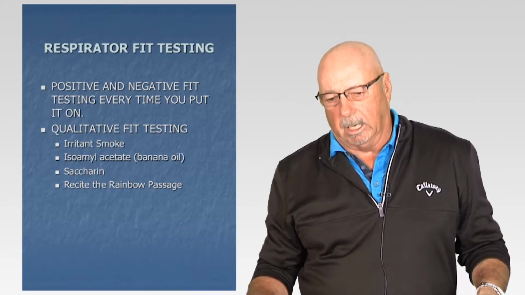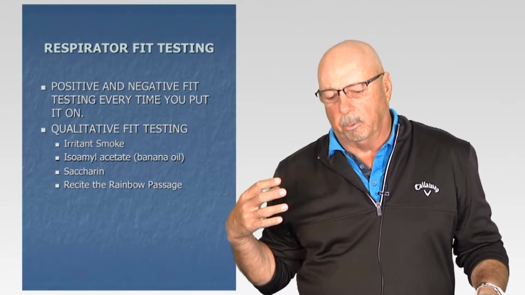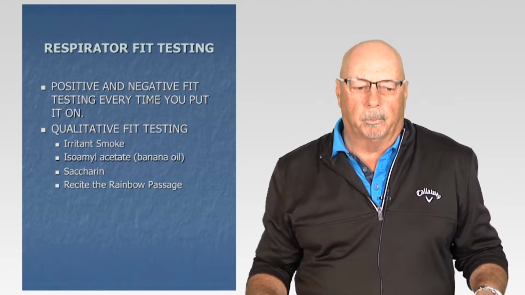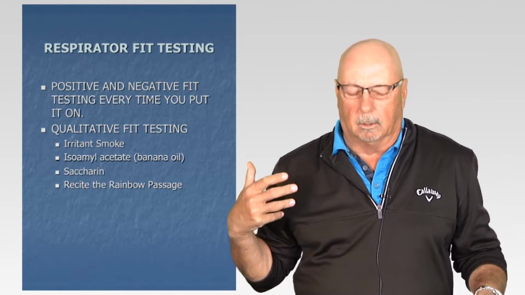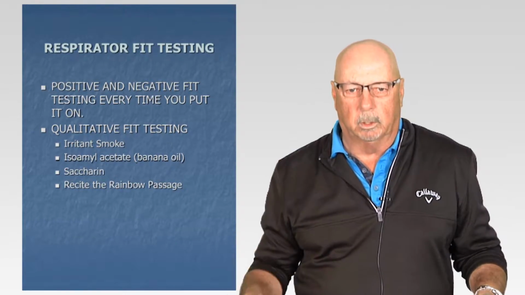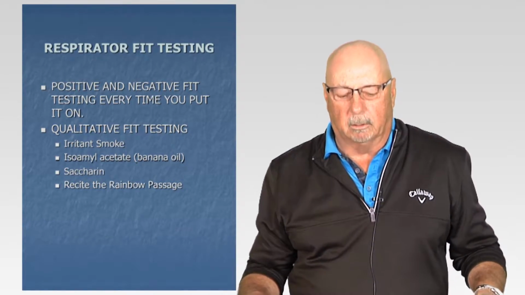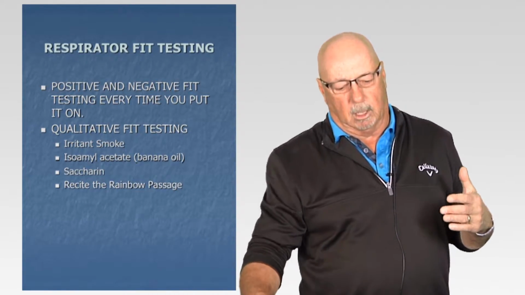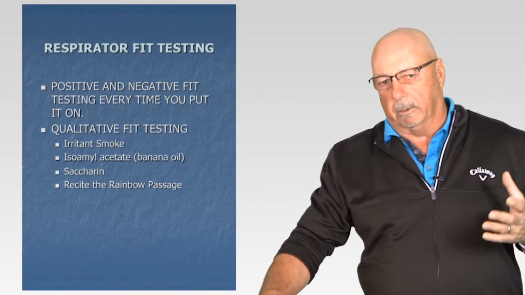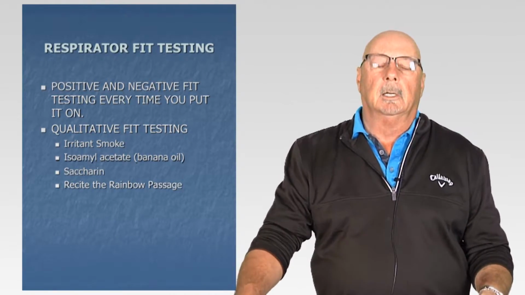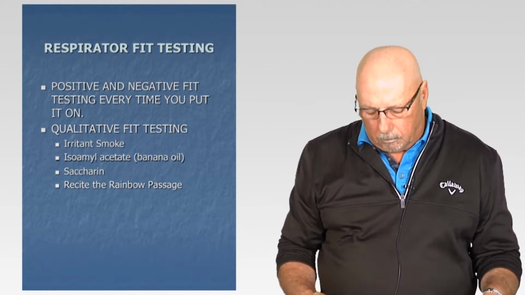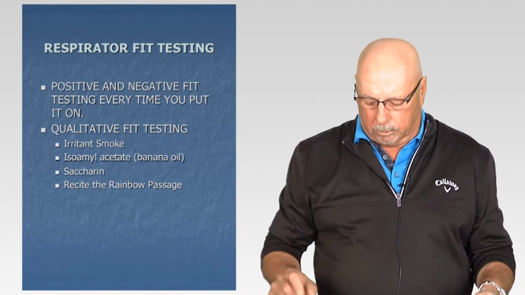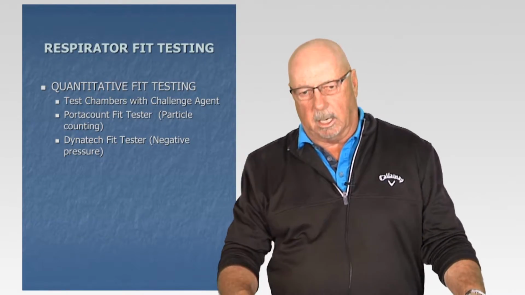And the reason being is that it puts the worker's facial muscles through pretty much typical distortion, if you will, for when they're talking and conversing, and we want them to do that because we want to find out when they're talking or communicating with fellow workers out in the work environment, are they still getting an adequate seal on their respirator to ensure that they're not being exposed to the contaminant.